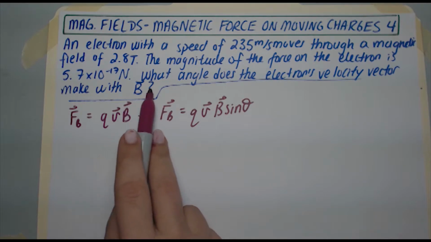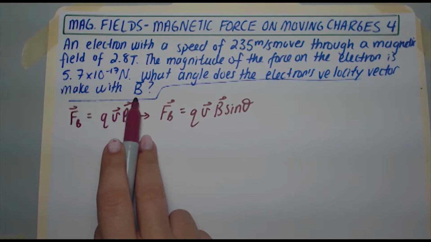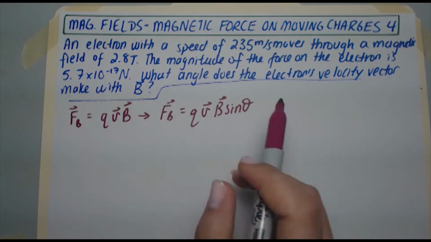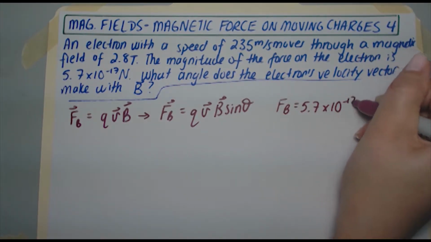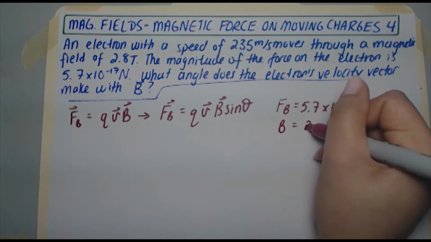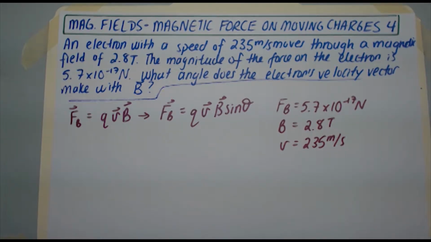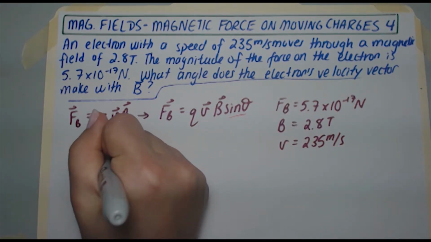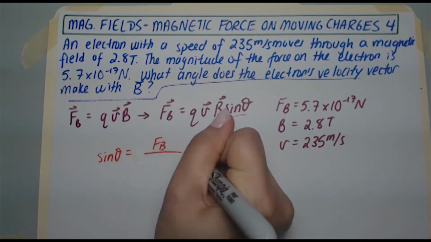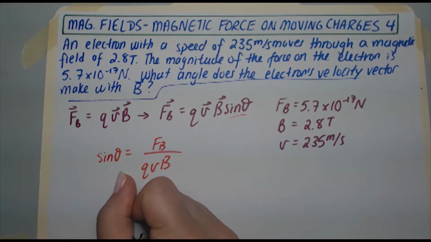So what are we looking for here? The angle the electron's velocity vector makes with the magnetic field. We're told the magnetic force F_B equals 5.7 times 10 to the minus 17 newtons, the magnetic field strength is 2.8 Tesla, and the speed is 235 meters per second. So really we just have to plug this into the formula and solve for sine theta. Rearranging, we get sine theta equals F_B over QVB. And you can drop the vector symbols because we're only plugging in the magnitudes here. The direction, always get from the right-hand rule if it's necessary.